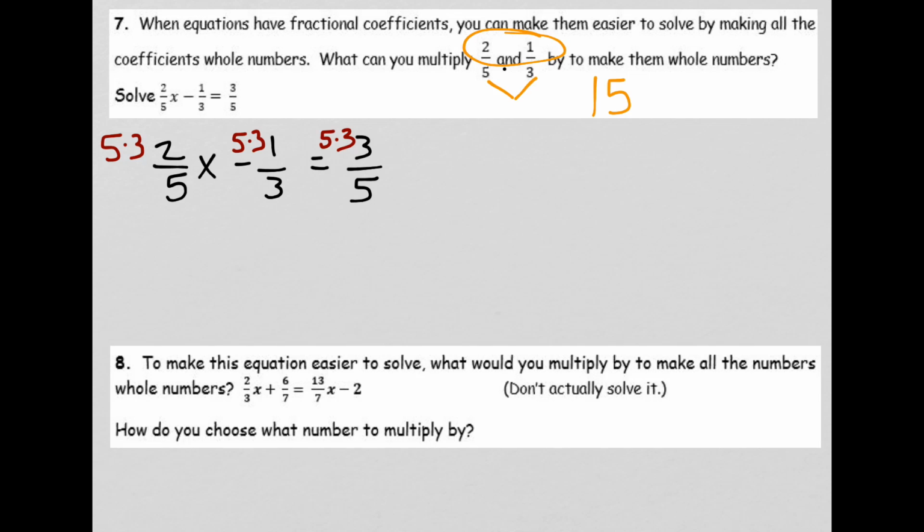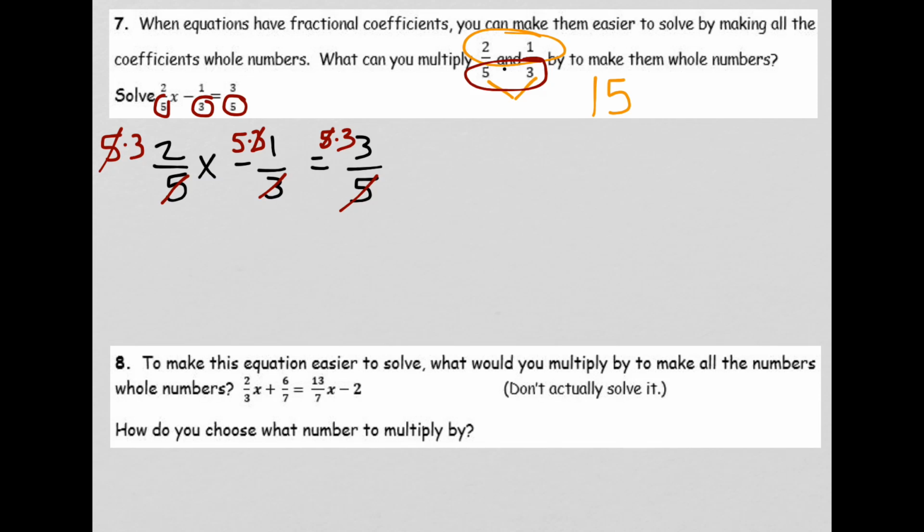Well, hey, look, 5 divided by 5 is 1. 3 divided by 3 is 1. 5 divided by 5 is 1. Wow, what a coincidence. All of those numbers divided away. Not a coincidence. We set it up that way on purpose by choosing this number based on what was in the denominator. See how we had a 5, a 3, and a 5? Oh, well, 5 times 3 would take care of it.